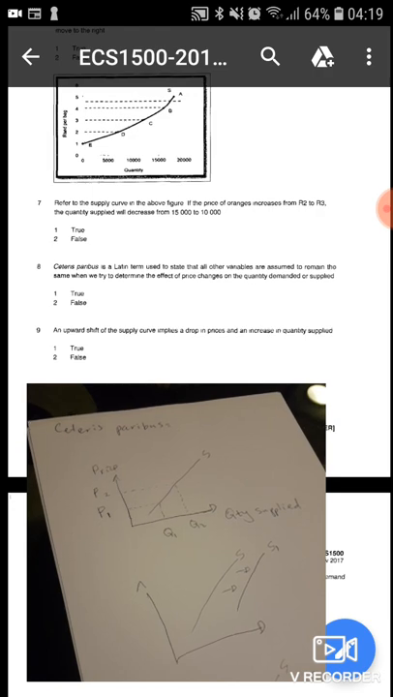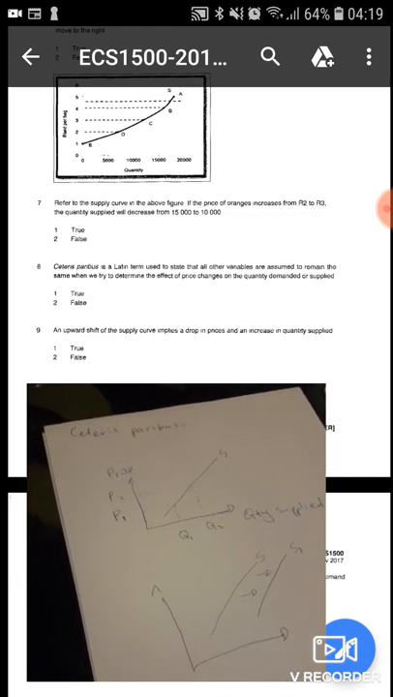Question number 9 says an upward shift of the supply curve implies a drop in price and an increase in the quantity supplied. Okay, upward shift of the supply curve implies a drop in the price. And so let me tell you something here. On supply we have it like this.